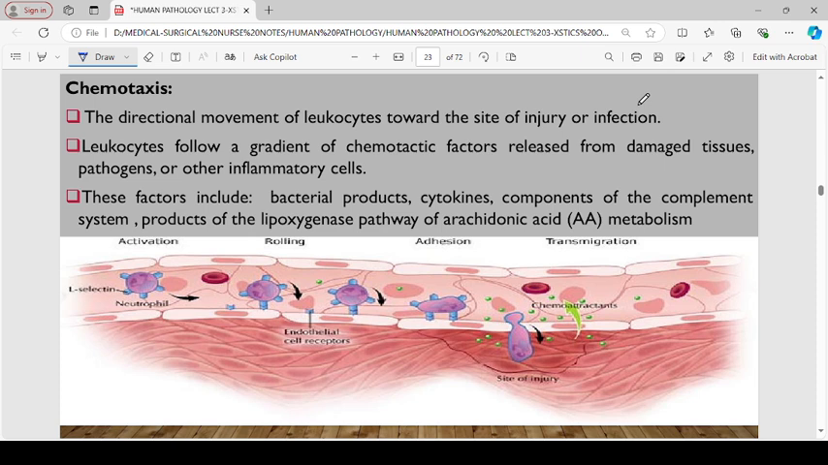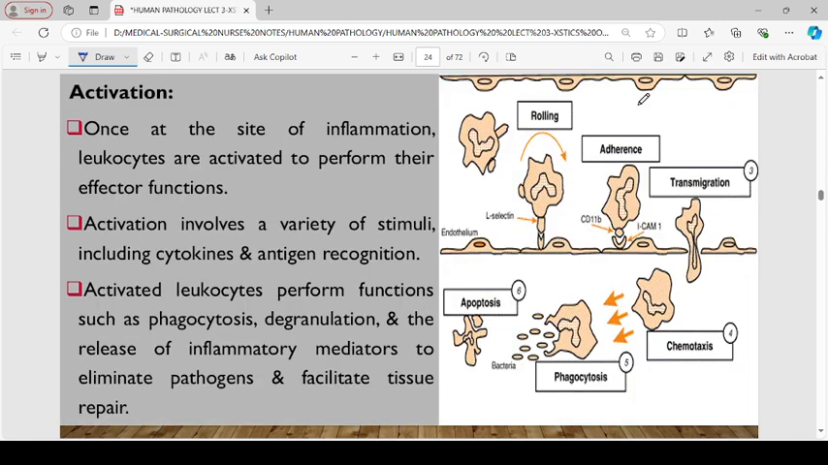That takes us to the next step of leukocyte recruitment, and this is chemotaxis. This is the directional movement of leukocytes toward the site of injury or infection. Leukocytes normally follow a gradient of chemotactic factors released from damaged tissues, pathogens, or other inflammatory cells. These factors could include bacterial products, cytokines, components of the complement system, and products of the lipoxygenase pathway of arachidonic acid metabolism. Okay, all right. So from there, they're going to be activated, right?